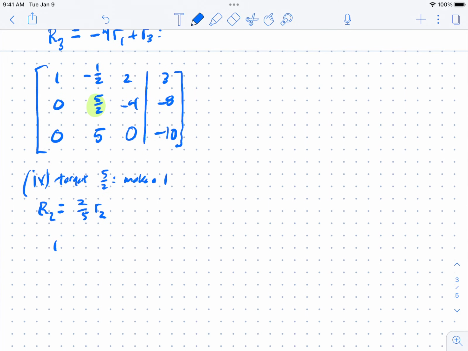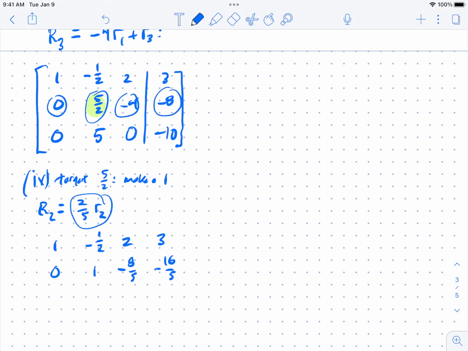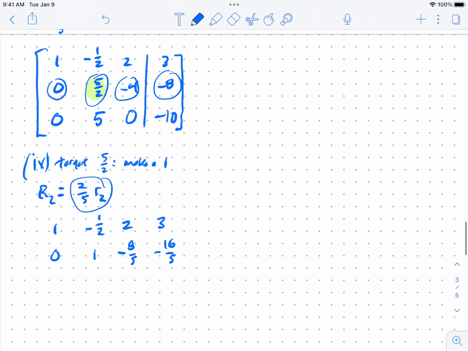So row 1, put that back. That's the same as always. Row 2 is now changing. 2/5 times row 2 means 2/5 times this, which is 0 of course. 2/5 times this is 1. 2/5 times this is negative 8/5. 2/5 times this is negative 16/5. And row 3 we're leaving alone for the moment. Okay.